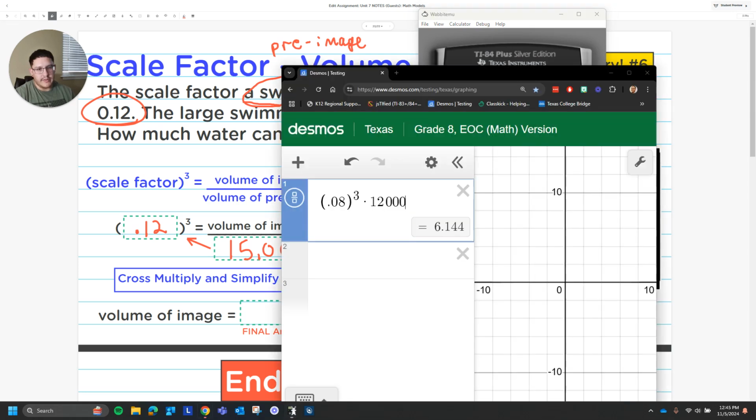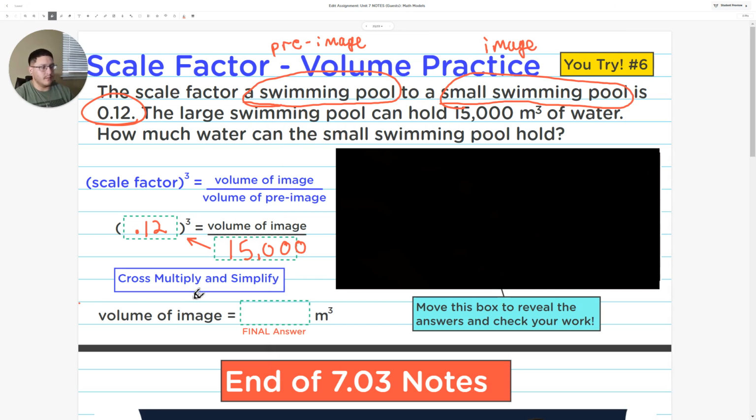And again, if you want to do this on Desmos, you just type in parentheses 0.12, close it. You can hold shift, press the 6 to get that up arrow exponent. Type in 3, arrow to the right to get the cursor back on level. And then multiply by 15,000. And then you'll get the exact same answer, 25.92. So 25.92 meters cubed is how much water the smaller swimming pool will hold. And that's it for you try number 6.